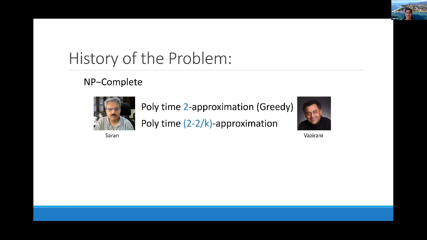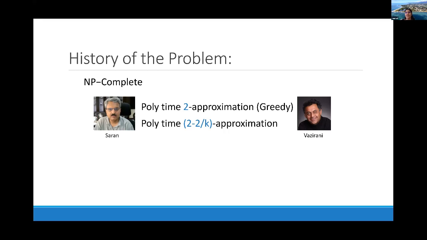So this greedy algorithm is very simple. You iteratively keep picking the best min cut in the graph until you have k components. That's all. And they further proved that this simple greedy algorithm is in fact a 2 minus 2/k approximation. So what is the next direct question?